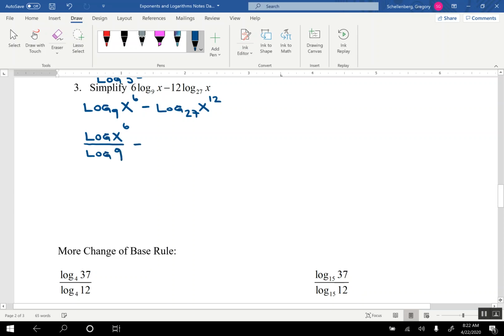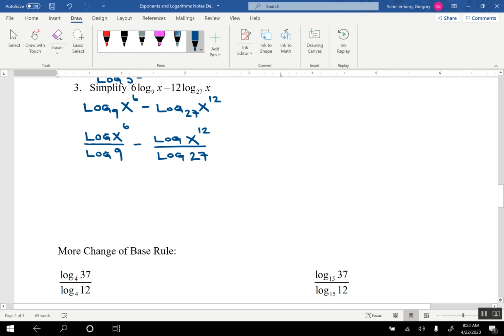And I can rewrite log base 27 of x to the power of 12 as the log of x to the power of 12 divided by the log of 27. Okay, now we're looking at subtracting fractions here. We know from way back that we need a common denominator in order to do that.